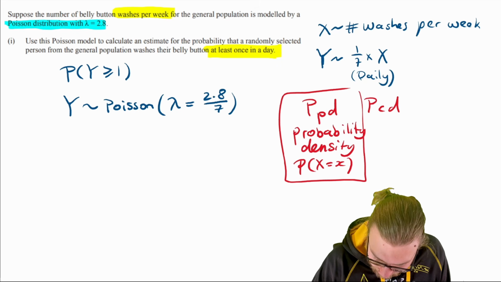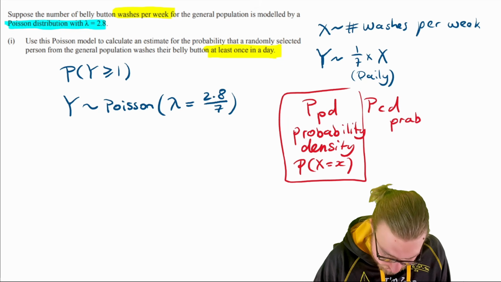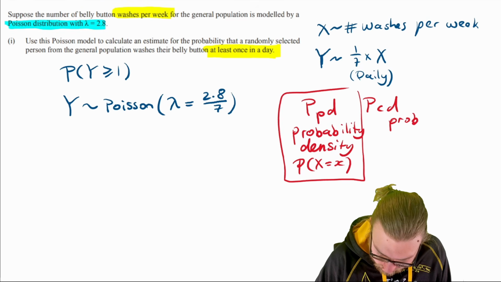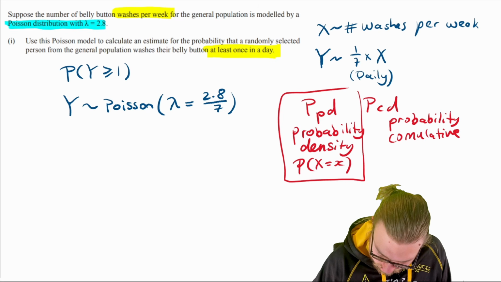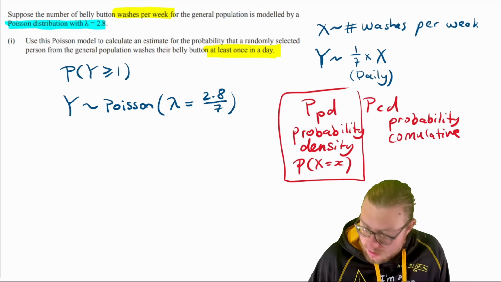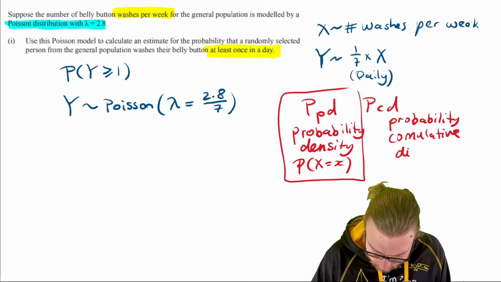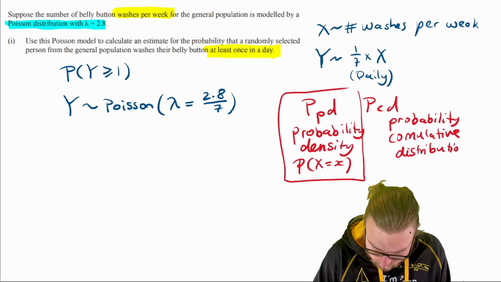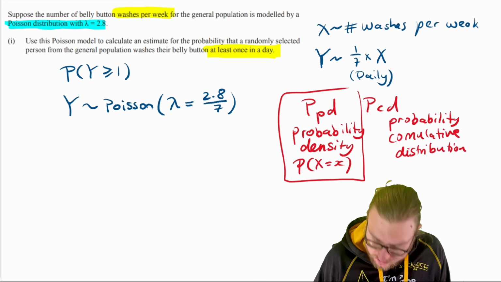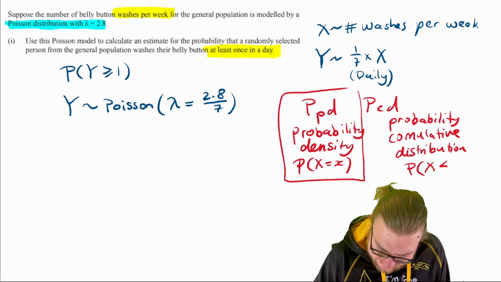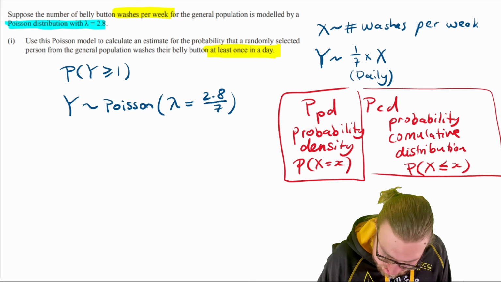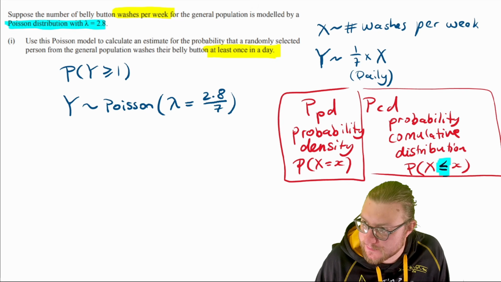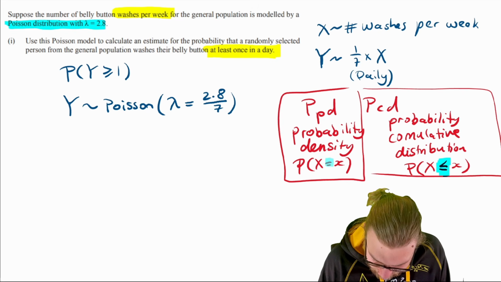The other one is the probability cumulative function. Here we're going to be using the form x is less than or equal to a number. So if we want to use this one, we need to have the less than or equal sign. Otherwise, we can't use the calculator. With PD we need an equal sign.